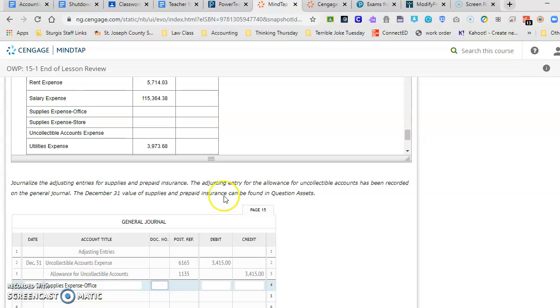And this is the blank for the doc number here. And this is how much we calculated. And then you're going to credit supplies for the same amount and take it out of there.